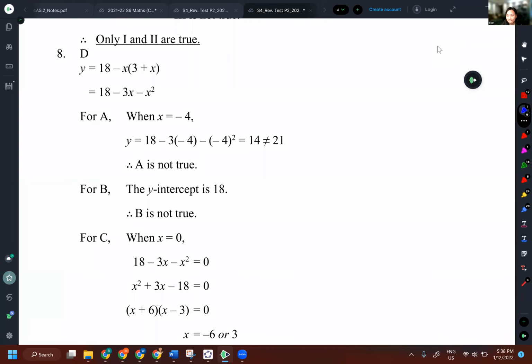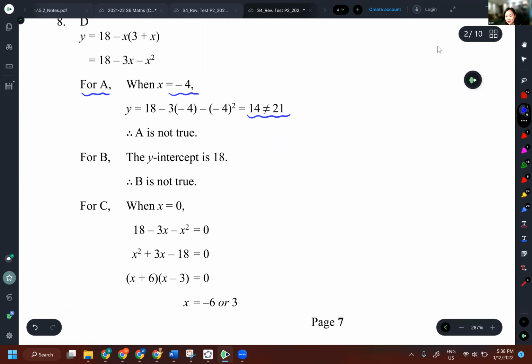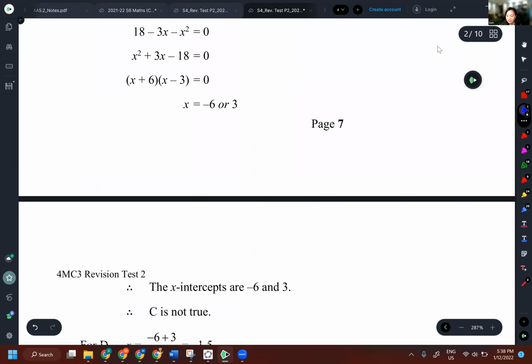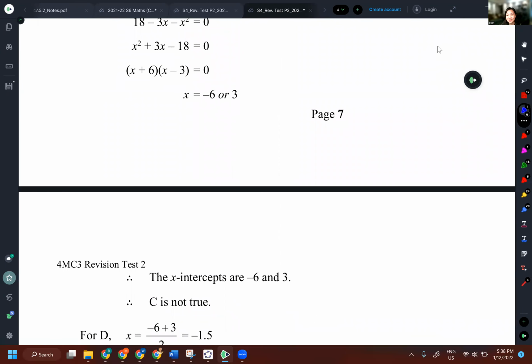Question 8. Which of the statements is true? Well, A, B, C, D, only one is true. So for A, you substitute and then you get this. The outcome is not 21, therefore no. For B, the y-intercept, obviously not true. For C, you can solve it. And then C is not true. C says it doesn't have any intercepts, but it does.